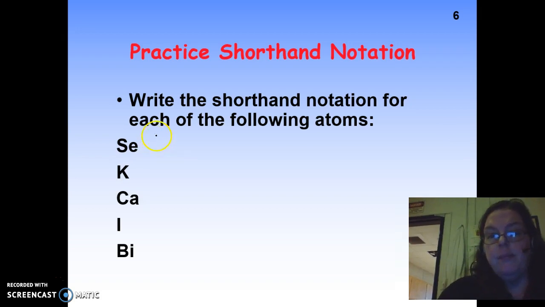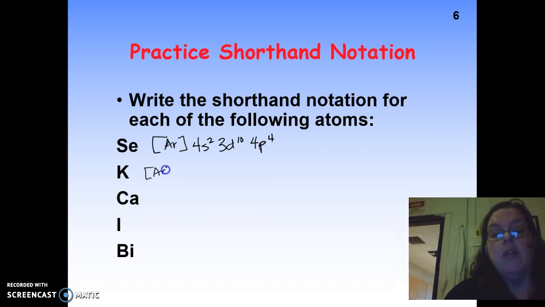So for selenium, for shorthand, the nearest noble gas to selenium would be argon. Argon, we put in brackets. That means the electron configuration for argon. And then we go from argon to potassium, and we get 4s2, 3d10, 4p4. Potassium, well, argon is its closest neighbor as well, without going over. And then finally, 4s1 gets us to potassium. And then calcium, well, that's right next to potassium, so argon 4s2.